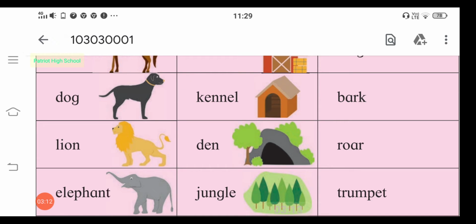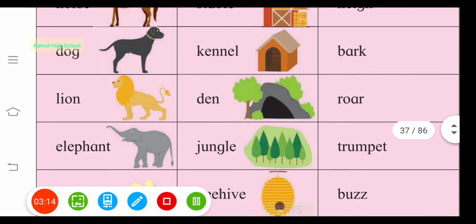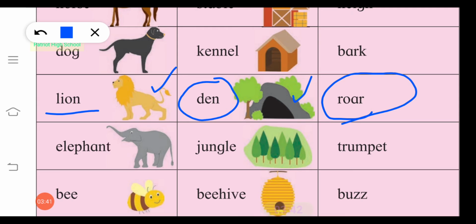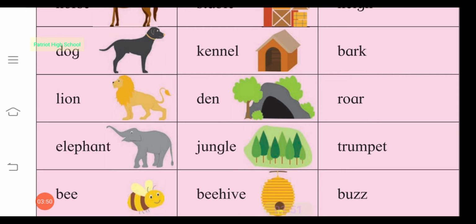Now next in the series is the lion. L-I-O-N, lion. Lion stays in a den. D-E-N, den. Lion stays in a den. And what kind of sound does it make? It roars. A lion roars. So it is known as a roar of a lion.